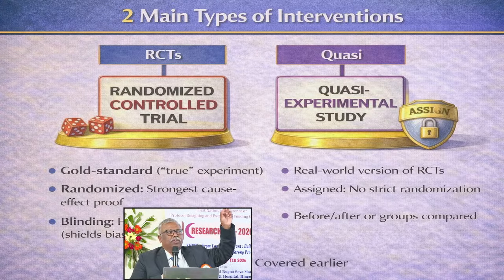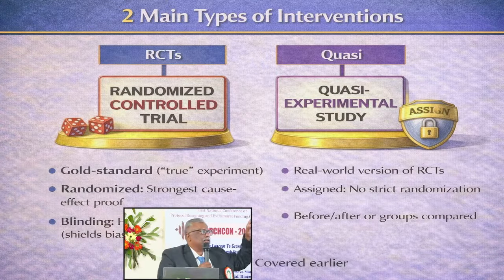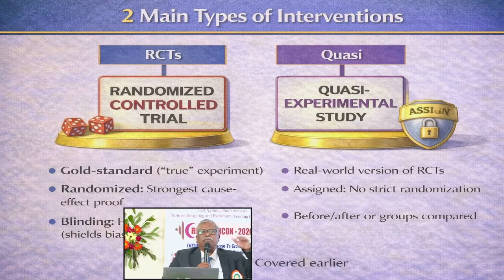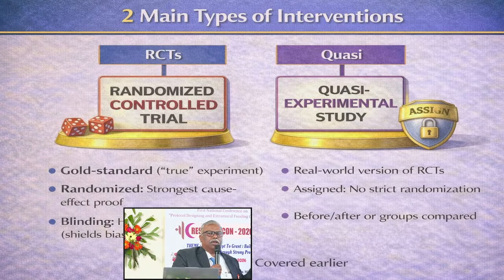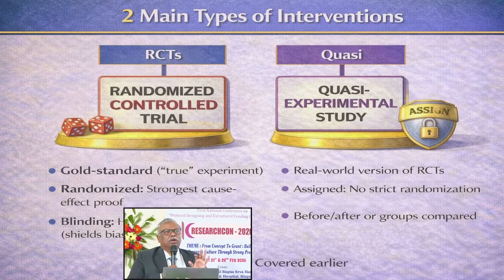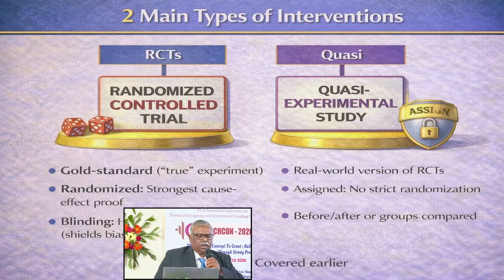On the tip of that pyramid there is the meta-analysis, and afterwards the systematic review, and then on the third rank there is the RCT. So randomized controlled trials are the gold standard as compared to non-randomized trials. Randomization gives the strongest cause-effect proof, and blinding will be helpful in the RCT.